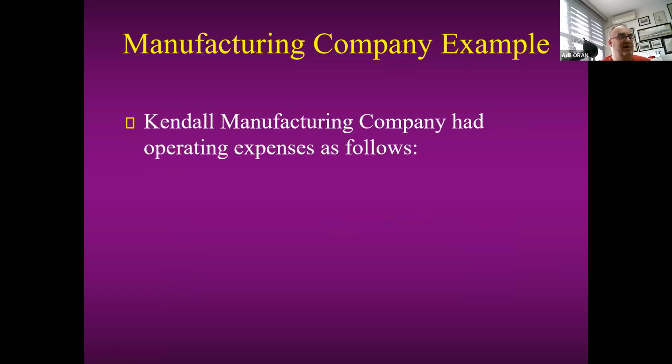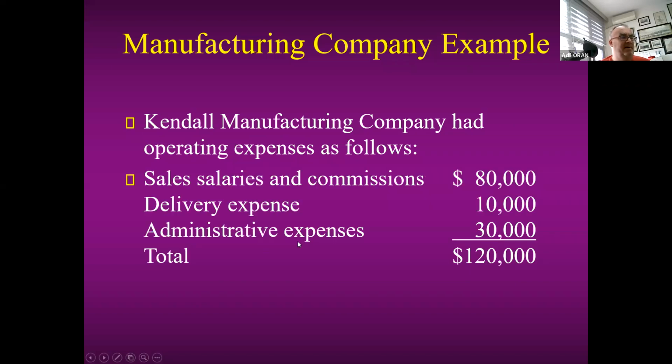What else do I have in addition to this? Well, in addition to cost of goods sold, they also had a number of period costs, as we saw before. These period costs are going to become operating expenses in our income statement. So they had salaries and commissions of the sales employees, 80,000, delivery expense. Be careful, this is delivery of the goods that you have sold and are sending to your customers, not for bringing the inventory to your company, because that goes into inventory cost, whereas this is an operating expense. And other administrative expenses, 30,000, total of 120,000.